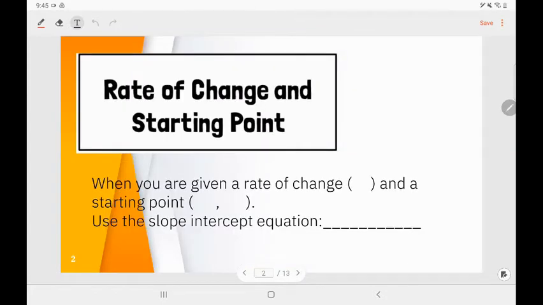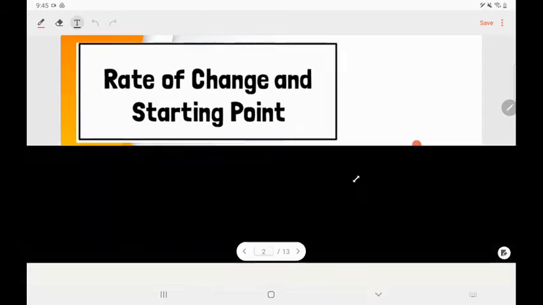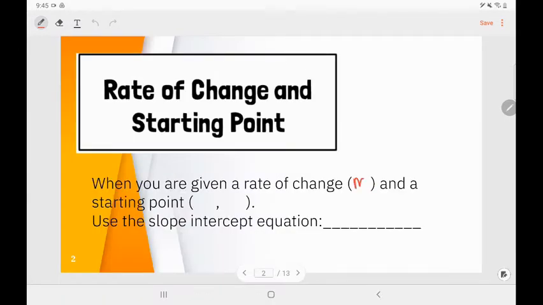To begin with, if we are given the rate of change and a starting point. When I am given my rate of change, remember that that is represented by m. So I'm going to be given something that says every day you have something, or for each, or per, or something that indicates how much something is changing over time or how much something is changing repeatedly. And then I'm going to be given a starting point. And that starting point can be represented by the point (0, b), or my y-intercept.